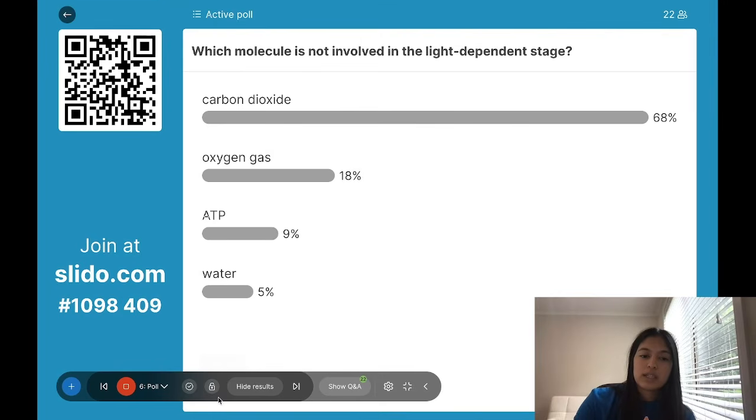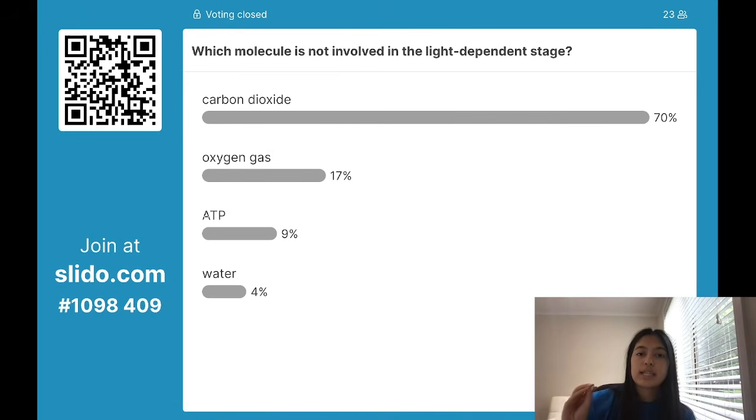Okay, lovely. So yes, correct, carbon dioxide. Remember this is involved in our light independent stage, so with the stroma, with the Calvin cycle. Oxygen gas is involved in the light dependent stage because water splits to form our oxygen gas and that is released. ATP, remember, is produced in the light dependent stage and used up in the independent stage. And water is kind of our main input.